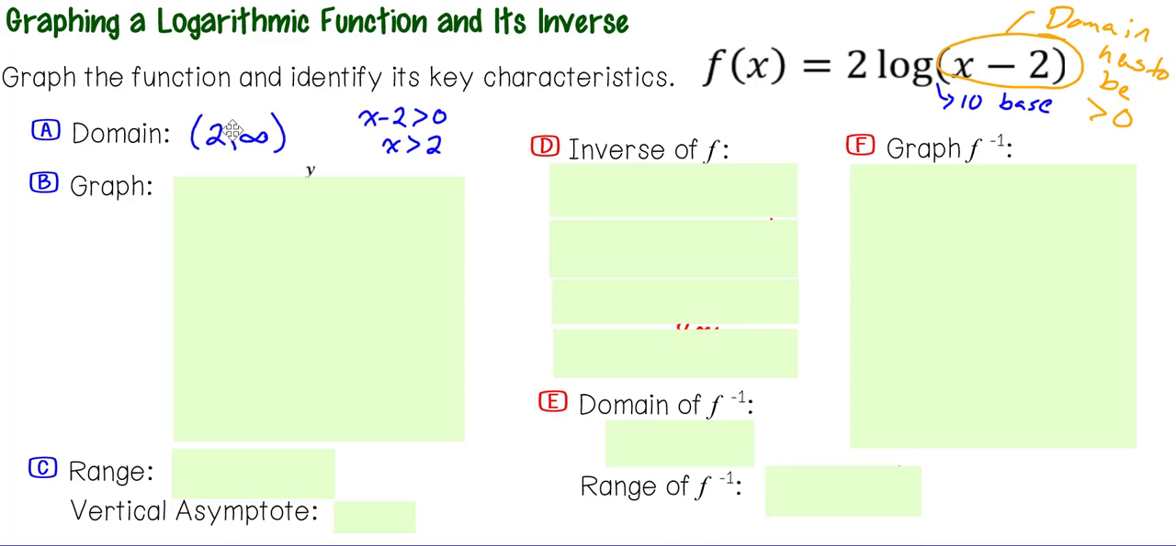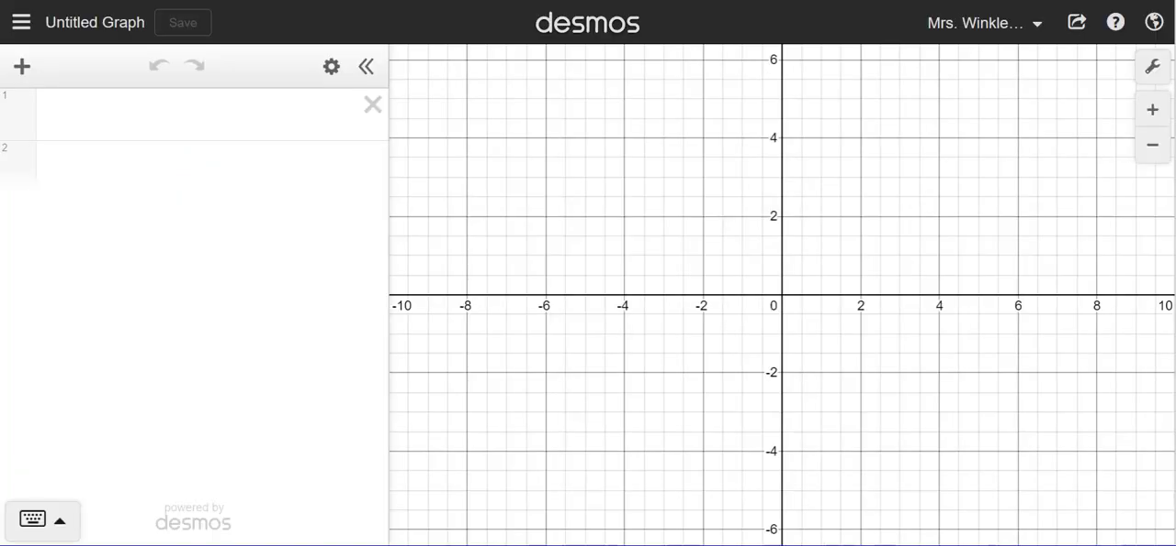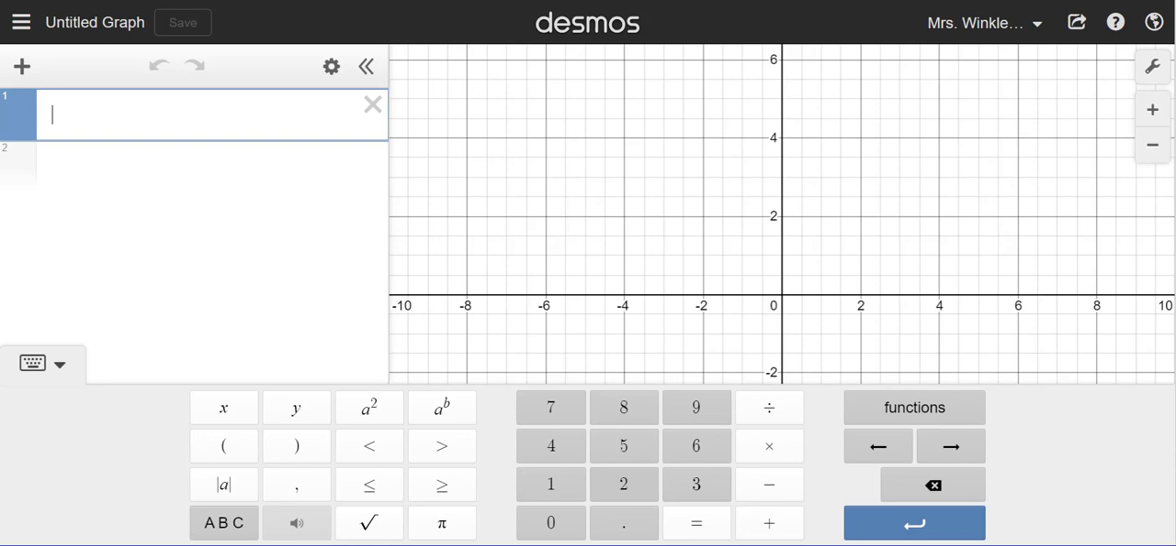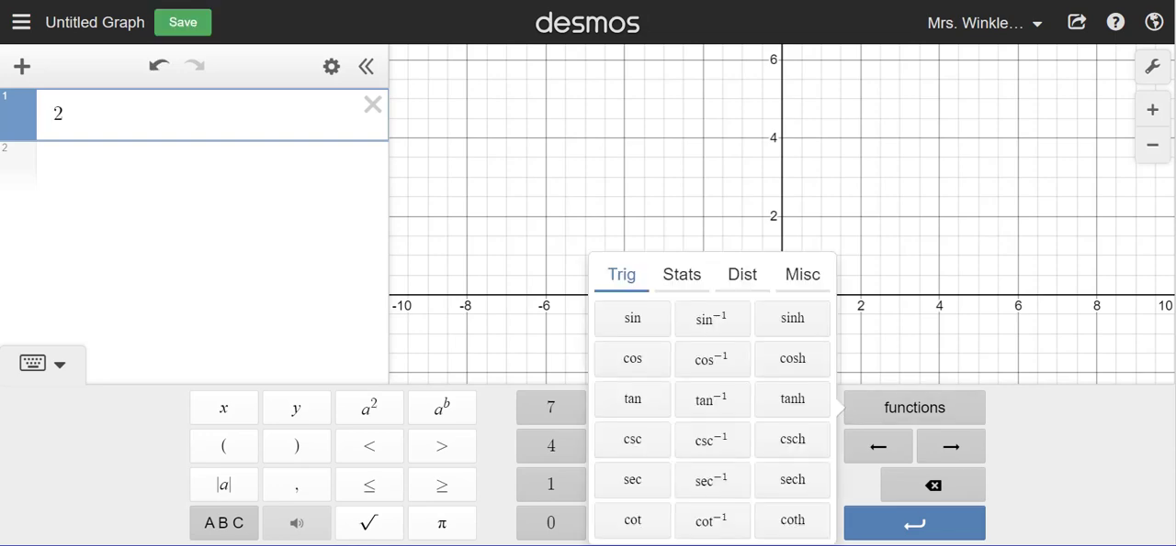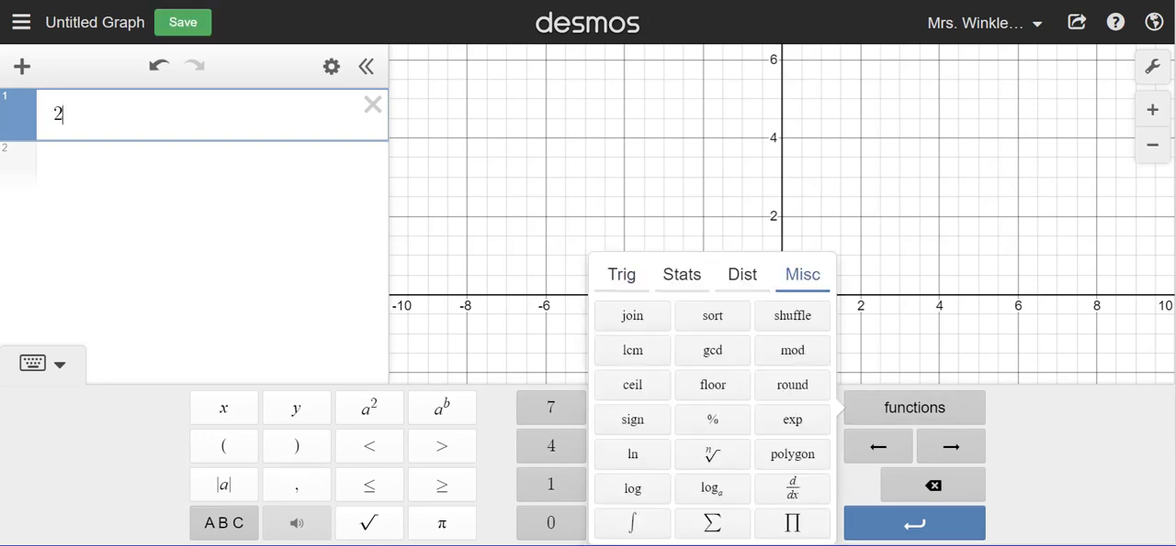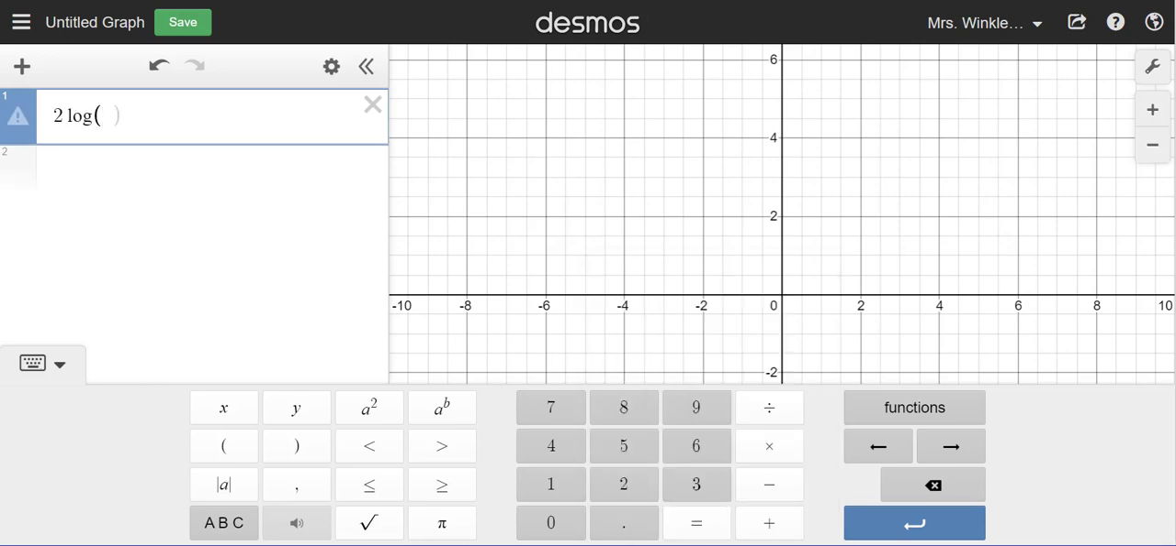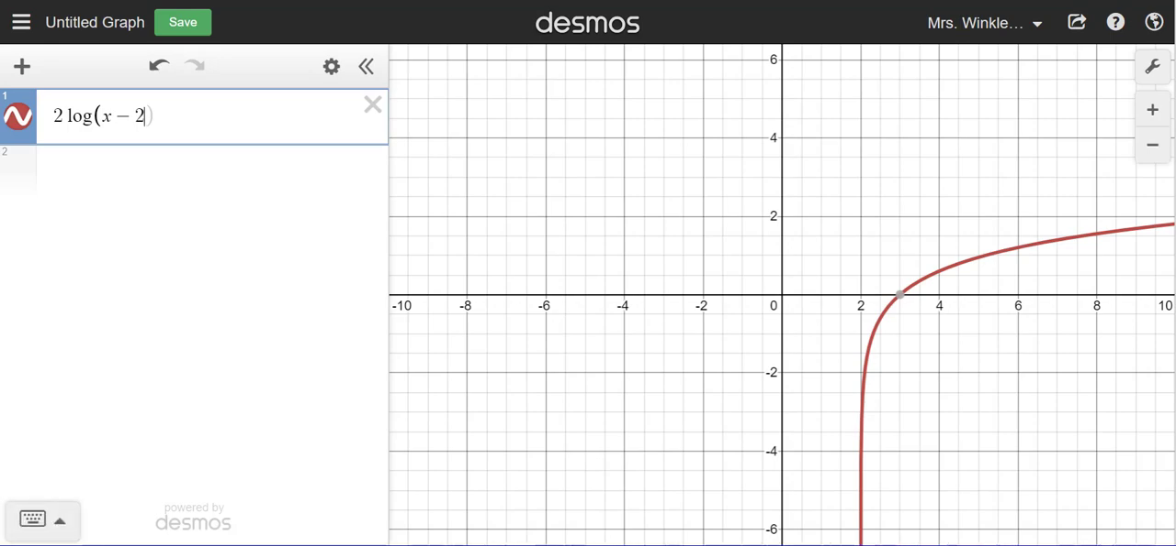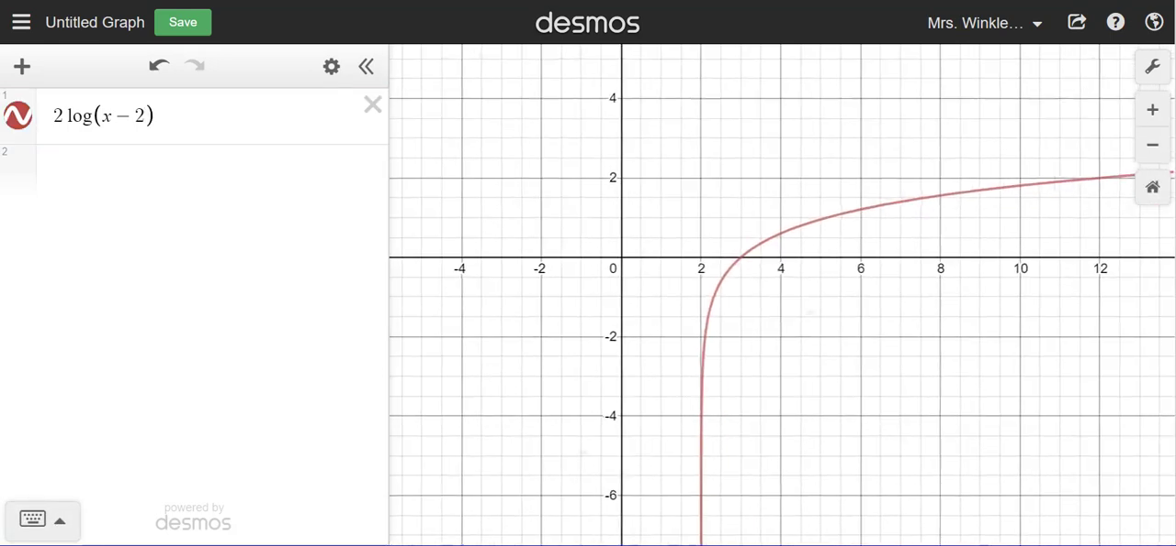Now to graph this, I would use Desmos. So we have 2 log of (x minus 2). I will use the keypad, put in 2, and then remember, under functions, miscellaneous, the log has no base, so we want to use the one that just says log. And it was x minus 2. And as you see over here, they have graphed it for us.